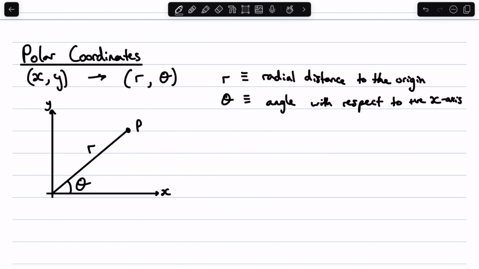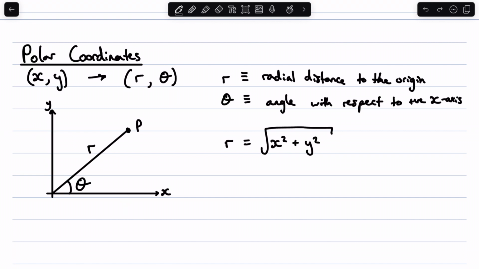The way we can convert between Cartesian and 2D polar coordinates is, r is the square root of x squared plus y squared. You could just imagine that if this distance here was 3 and this distance here was 4, we have a 3, 4, 5 triangle, and r is going to equal 5. That's the actual distance to the origin.